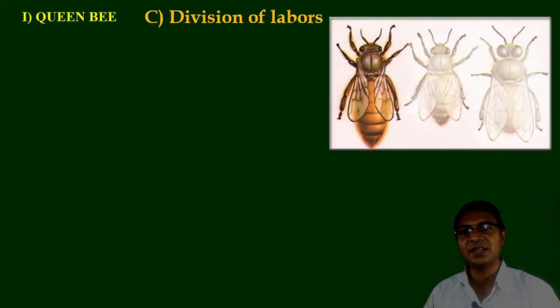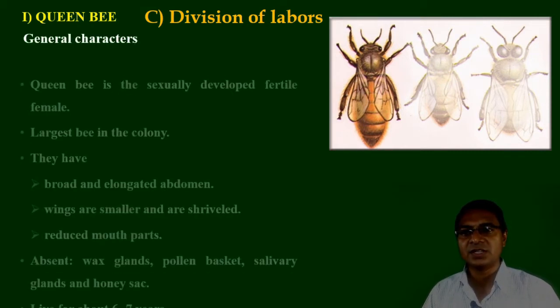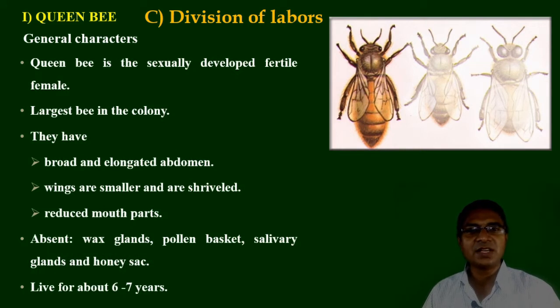Next one is division of labor. Here three forms are present: queen, worker, and drone. First of all, the queen bee, let us focus on her general characteristics. The queen is the sexually developed fertile female, which is the largest bee among the three castes here. She has a broad and elongated abdomen. This is the elongated abdomen. Wings are very small and shriveled.